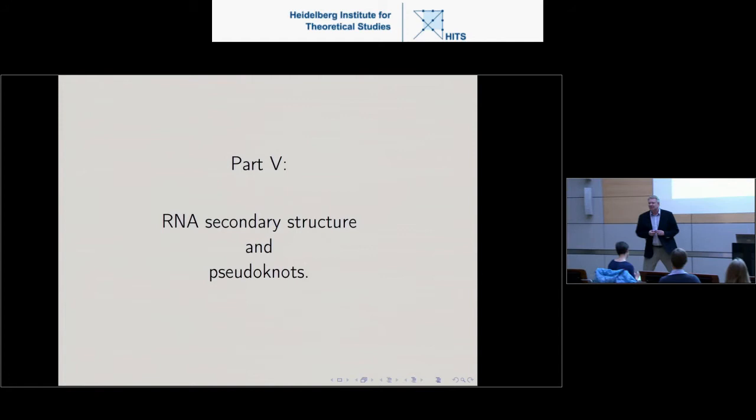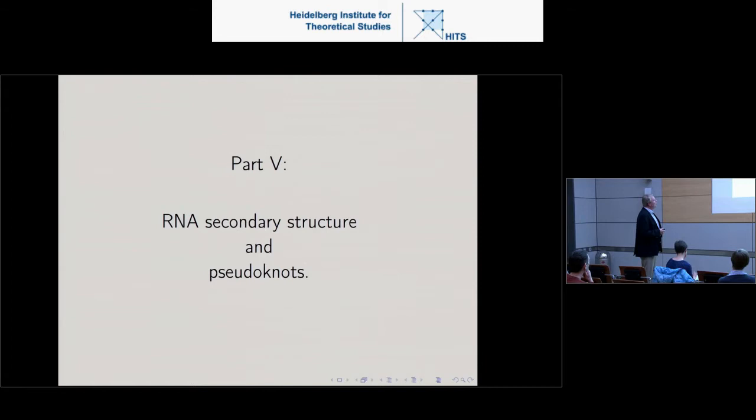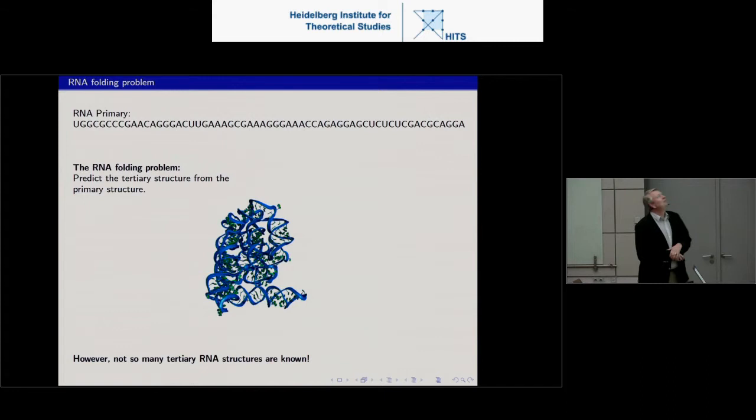So I want to tell you about the RNA secondary structure problem and pseudoknots. I'm using the biology terminology here. The RNA primary sequence is simply a word in four letters. And what you want to do in the RNA folding problem is to predict, in principle, the tertiary structure. But the thing is that we don't know so many RNA tertiary structures. For proteins, we know lots of tertiary structures, but for RNA, we don't know so many.